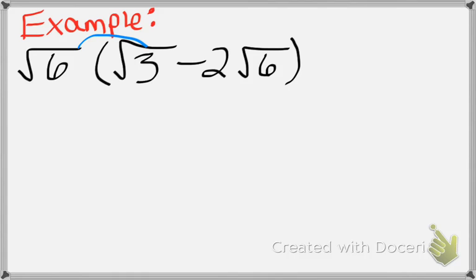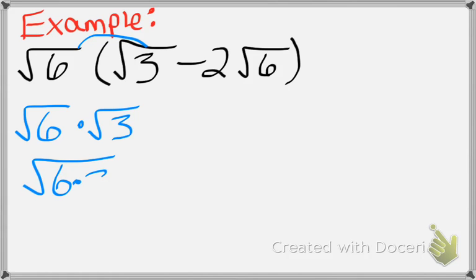Alright, so first we're going to have square root of 6 times square root of 3. Okay, so square root of 6 times square root of 3. Now, the product property tells us we can separate things when they're underneath a radical. Well, the opposite is true. You can also put them together. If they're separate, you can put them together, 6 times 3. Well, 6 times 3 is 18. So the first one equals square root of 18.